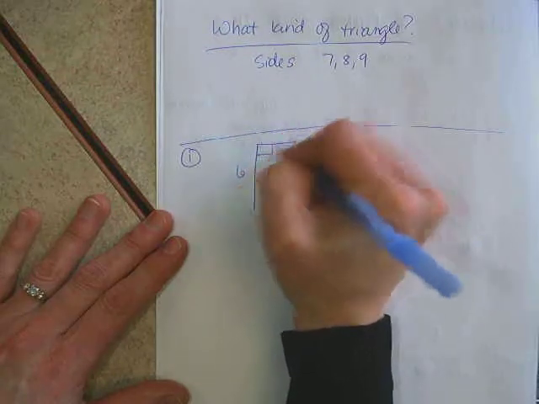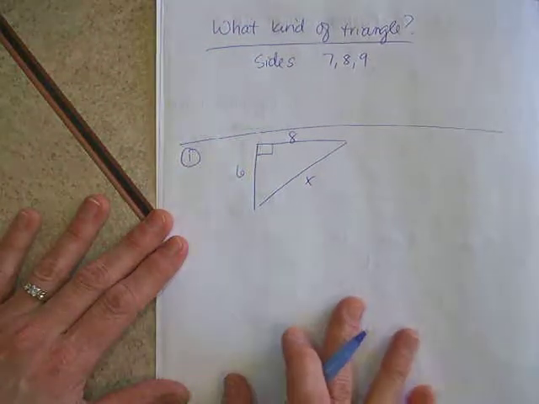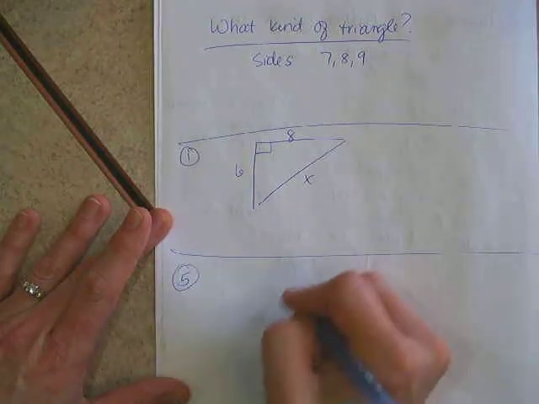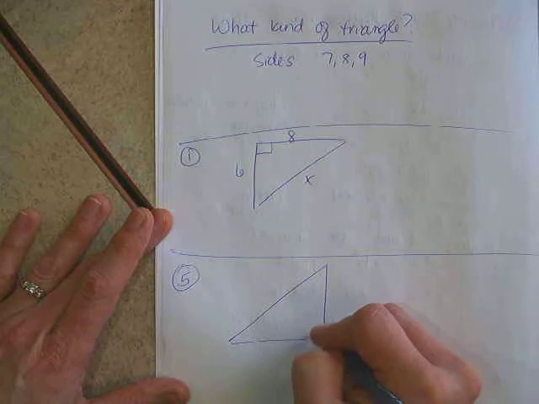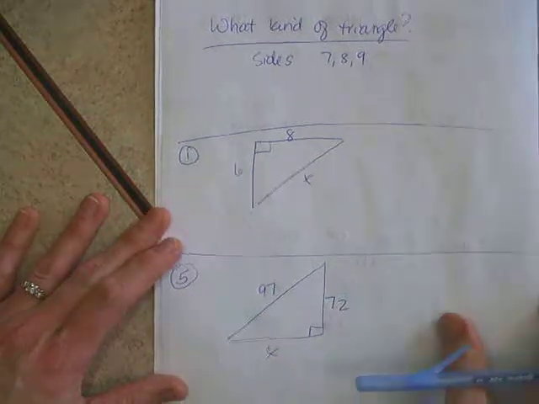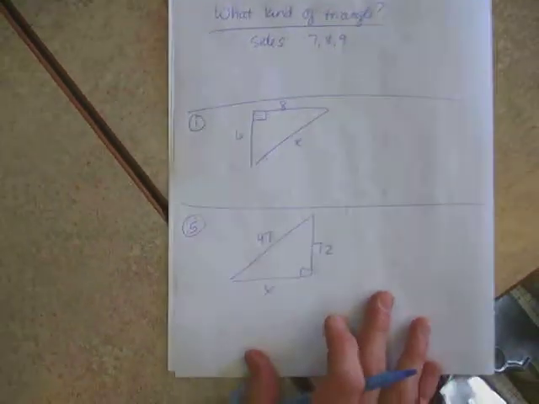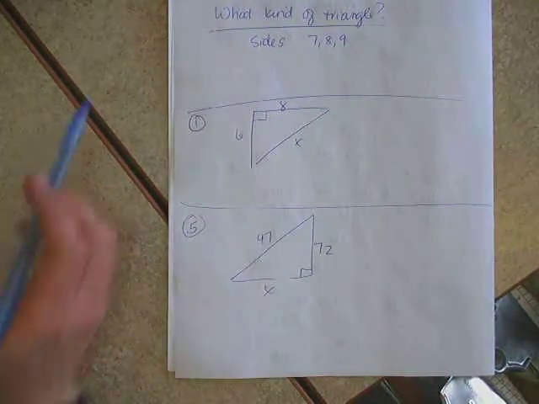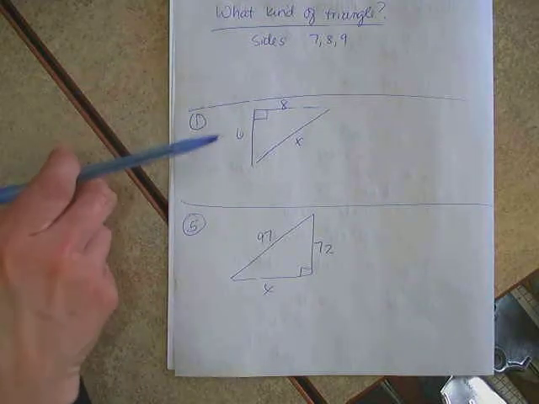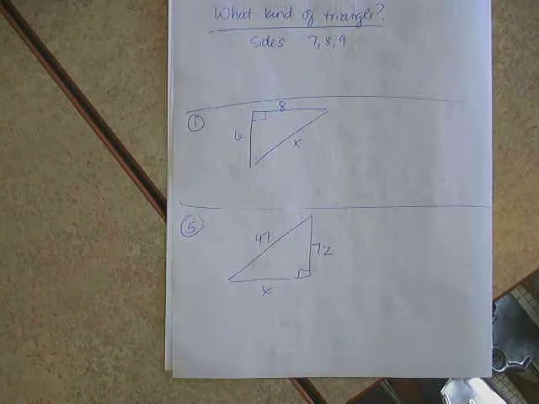I'm going to give you 3 problems to do. 2 of them are homework problems. Do 1 and 5. Okay, so the first one is you need to determine which type of triangle that is, showing work, and then find the missing sides for 1 and 5.